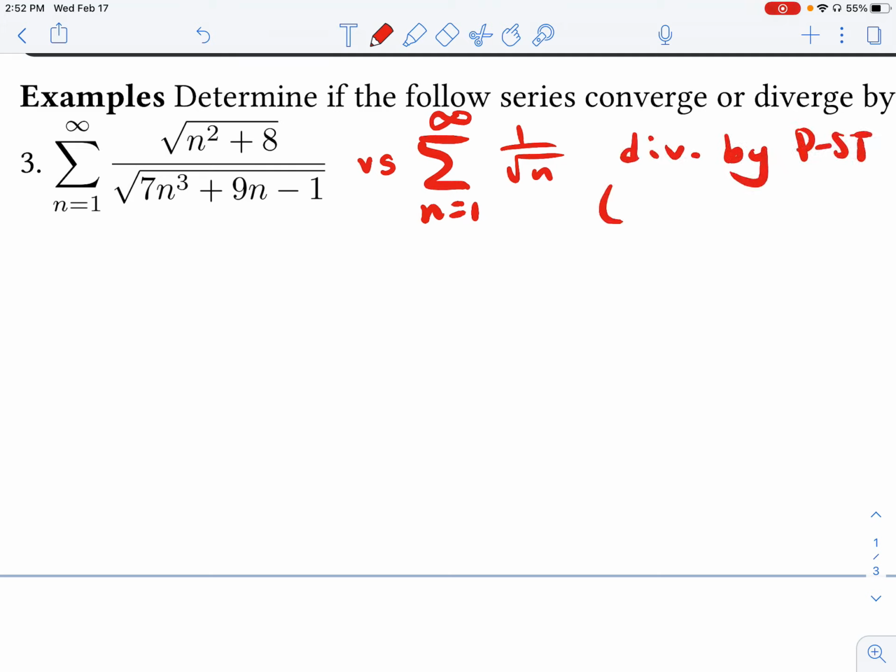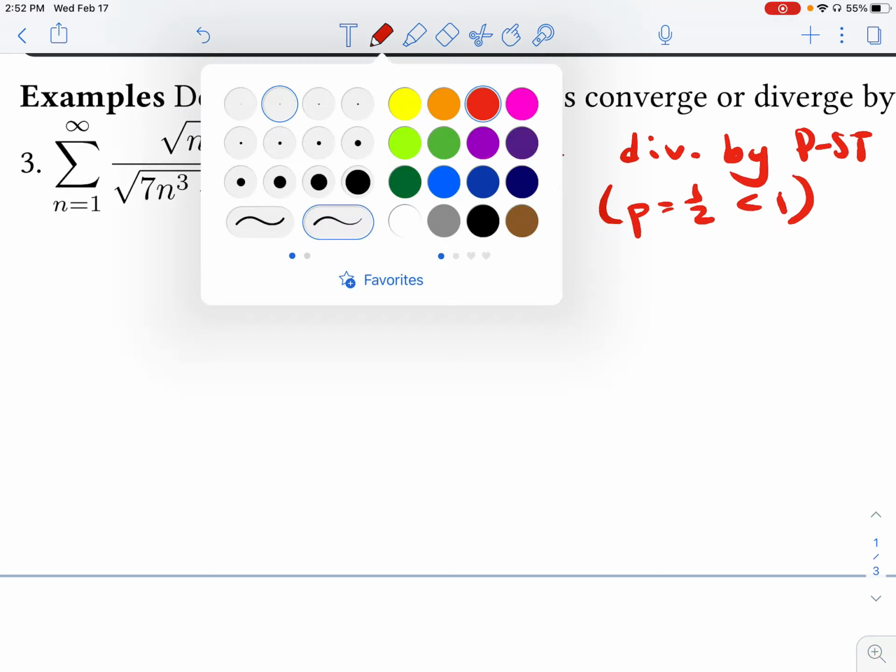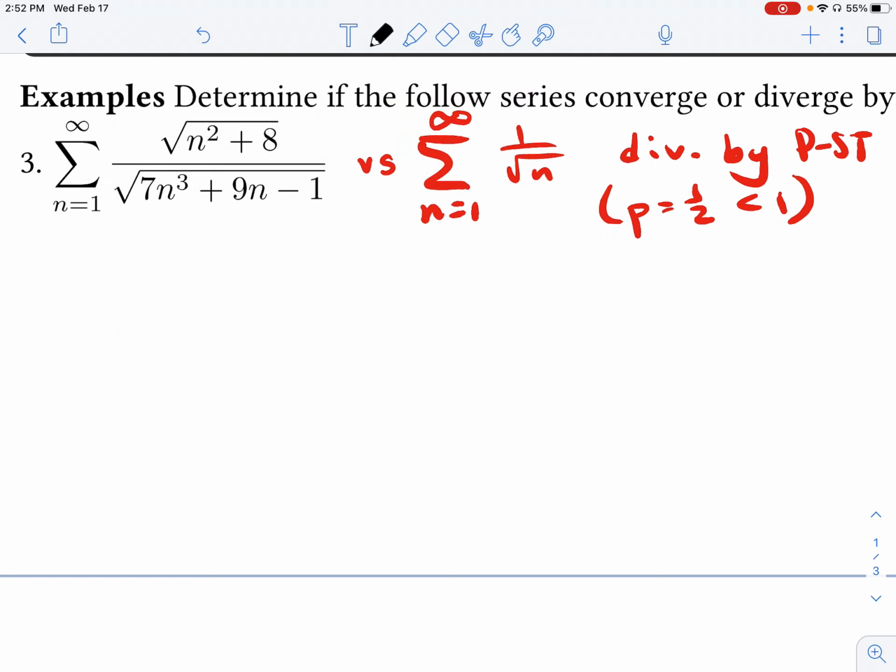How do I know that? Well, because my p-value is equal to 1/2, which is less than 1. Therefore, this series does diverge by the p-series test. Well, now it's time for us to do the limit comparison test, and if we get a positive finite value, I know that my series will do the same exact thing as my helper series. So let's set that up.